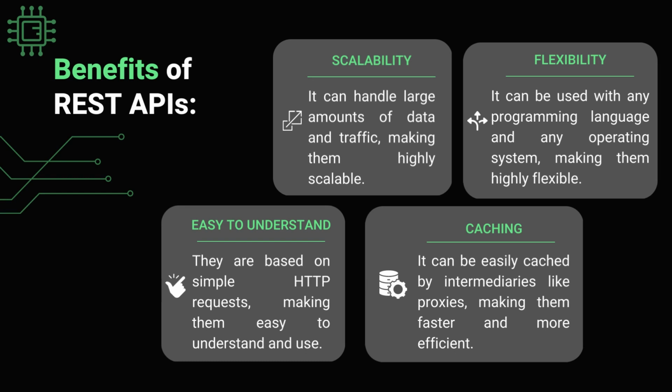The benefits of REST APIs are scalability, flexibility, ease of understanding, and caching. They can handle large amounts of data and traffic, making them highly scalable. They can be used with any programming language and any operating system, making them highly flexible. And they are based on simple HTTP requests, making them easy to understand and use. They can be easily cached by intermediaries like proxies, making them faster and more efficient.